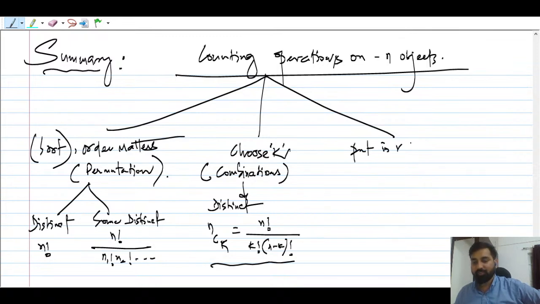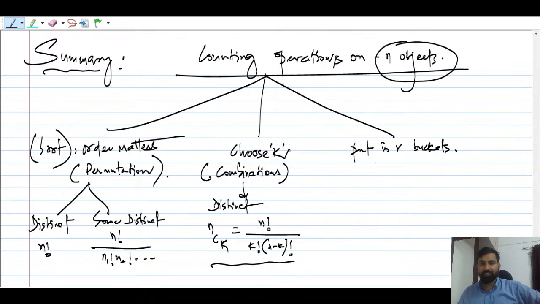Put n objects in r buckets. Suppose there are r buckets and n objects, and you have to put the n objects into the r buckets. Buckets means you can say r places are there. If all the objects are distinct, then there will always be two situations: distinct and non-distinct.